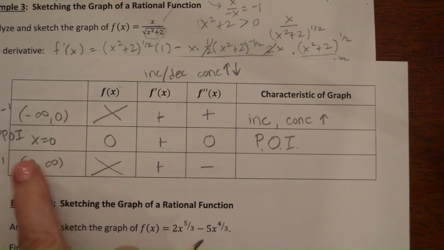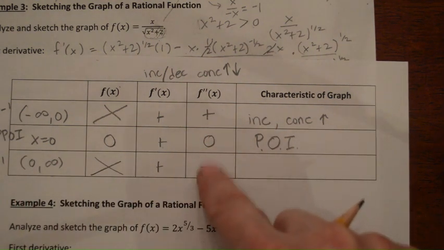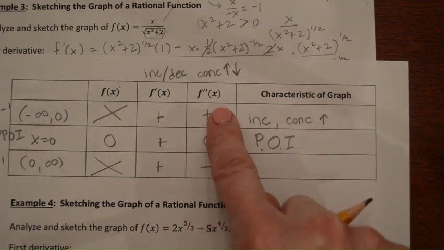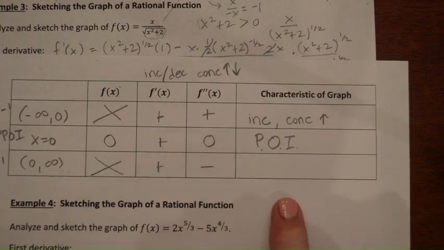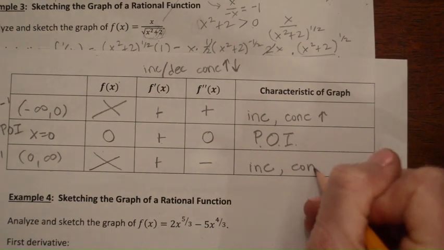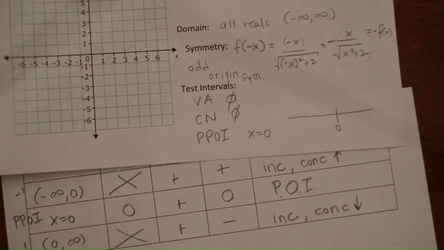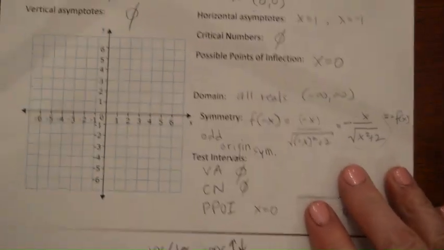Again, at this point, we thought it was a potential point of inflection or possible point of inflection, but this confirms it, that the concavity changes around it. Here it's concave up, here it's concave down, so it must have changed there. That's a point of inflection. And here it is increasing and concave down. Right, so again, it's unfortunate that I have to keep squishing all this stuff in here. So let's have the graph and this in here.